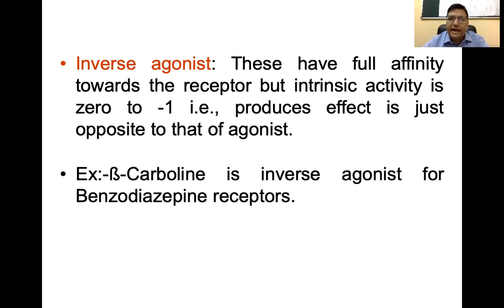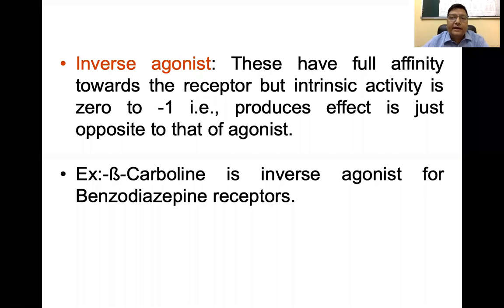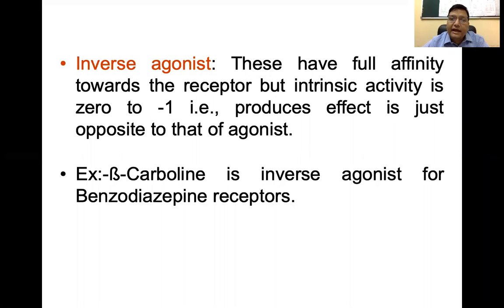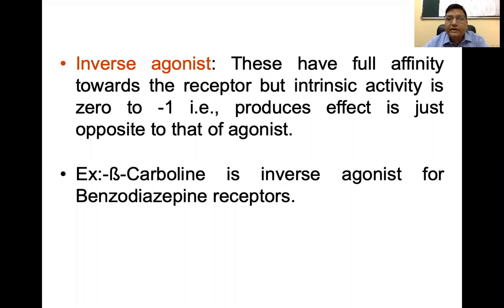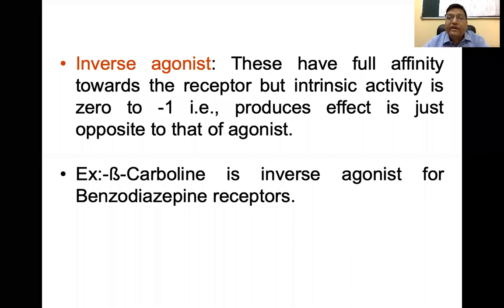So the point to remember is that antagonists do not produce any response, but it is actually the inverse agonist which is going to produce a response in the negative direction. That means it will reduce something. Like antagonist, it will not produce any effect, no response will be there. So this is very important to remember, that it is the inverse agonist which will produce effect in the opposite direction. Like beta carboline is an inverse agonist for the benzodiazepine receptor. That means it is not going to allow the benzodiazepine receptor to activate, but it will further inhibit the benzodiazepine receptors also.